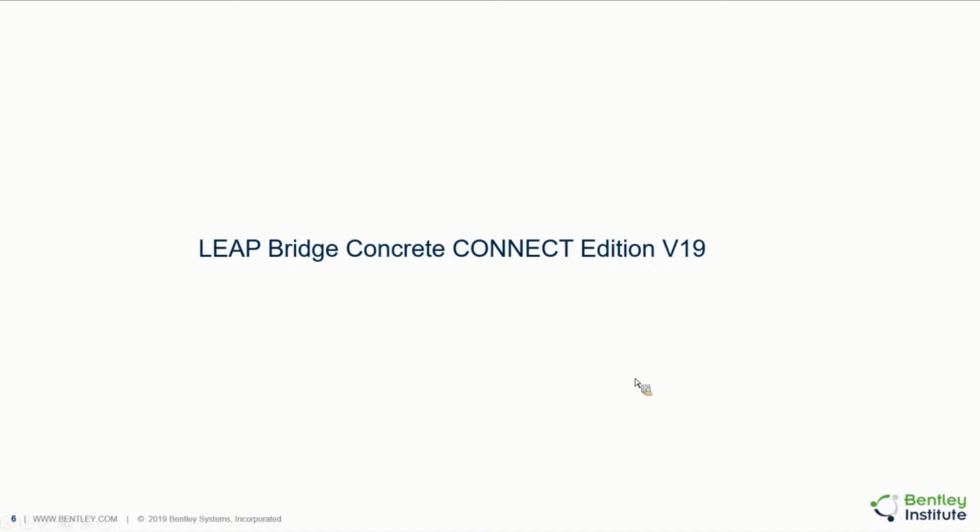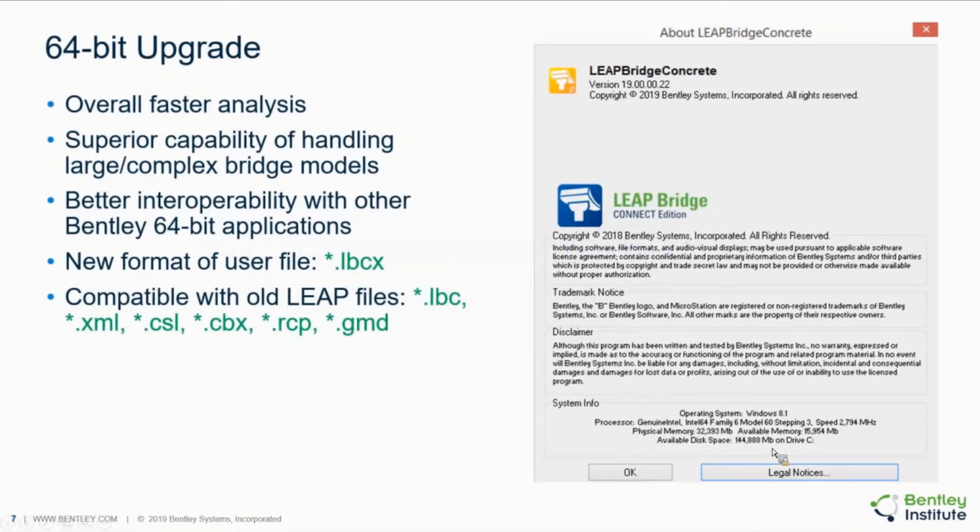The version number of this release is 19.00.00.22, as shown in this screenshot. So as you might recall, we already had 2 maintenance releases of the LibBridge Concrete, one in November last year, and the other in January this year, since the previous intermediate release, which was out in October last year.